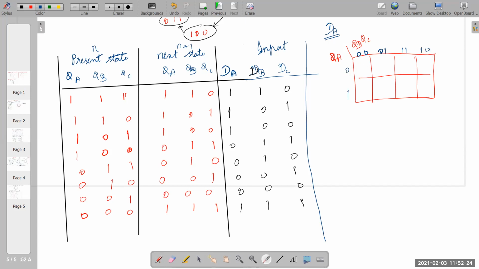You will try to fill 0 0 0. Look at the order. 0 0 0 is here. Corresponding is 1. Then 0 0 1 is here. Corresponding DA is 0. 0 1 0 is here. Corresponding it is 0. 0 1 1 corresponding is 0. 1 0 0 corresponding is 0. Then rest all it is 1.